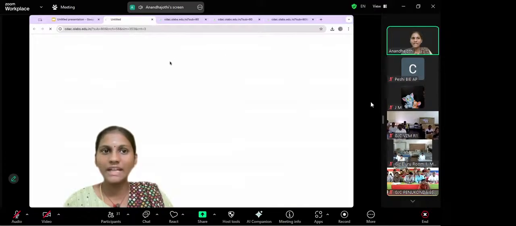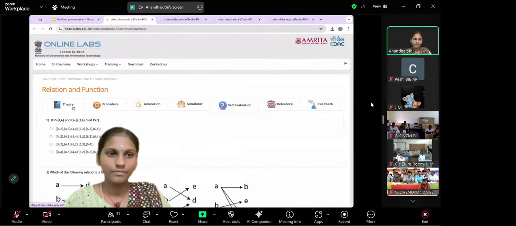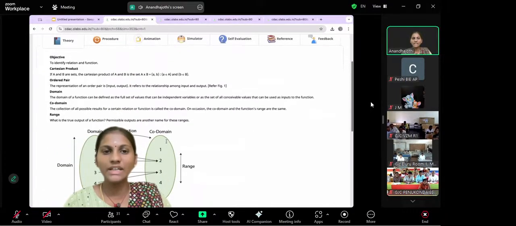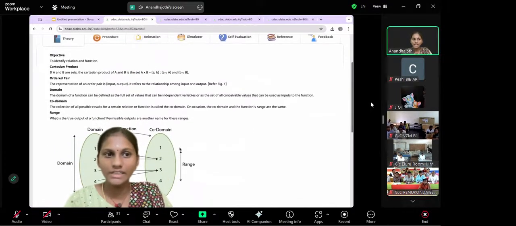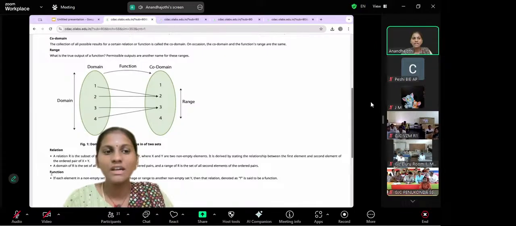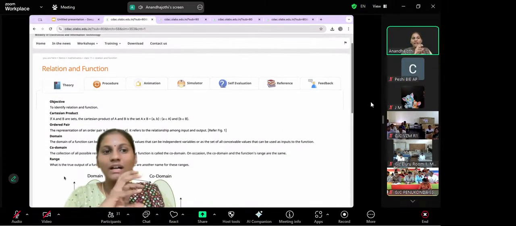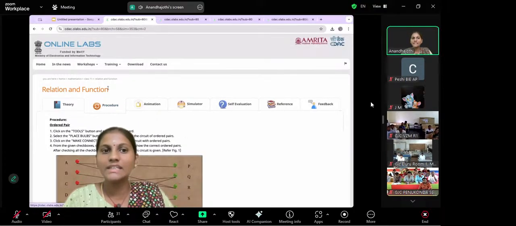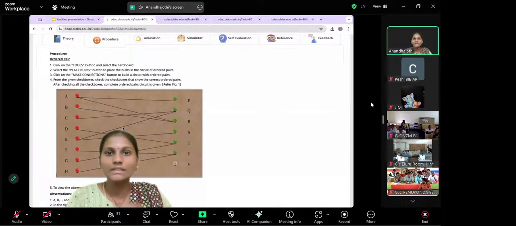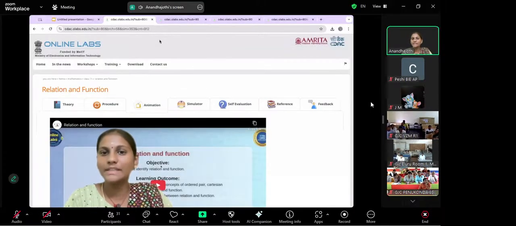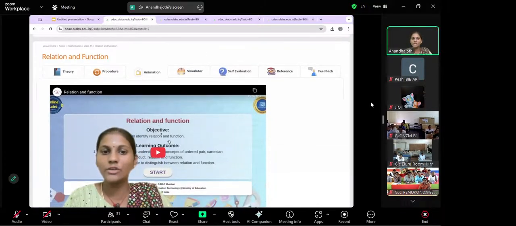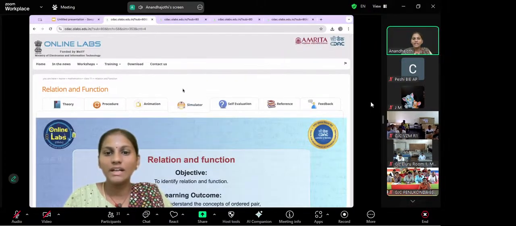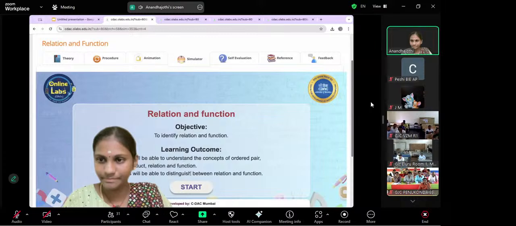So I directly take the simulation for relations and functions. The first part will contain a theory, right? What is Cartesian product? What is ordered pair? What is domain? What is codomain? What is range? Relation and function. It will contain a complete theory part of the simulation. The second thing is procedure, how we are going to do the simulation. The third part is the animated version of the simulation. It will be more like a video, like a YouTube video. And the next part is the simulator. Shall we start?